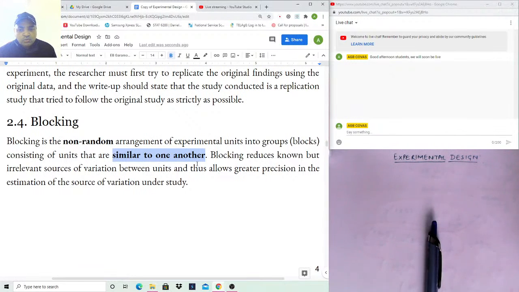So blocking reduces known but irrelevant sources of variation between units and thus allows greater precision in the estimation of the source of variation under study. We will be studying this blocking in detail, how it affects our results in the case of randomized block. So you will understand what blocking is, right?